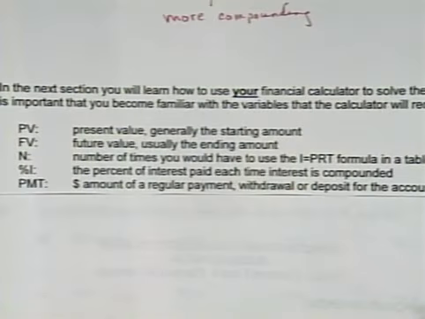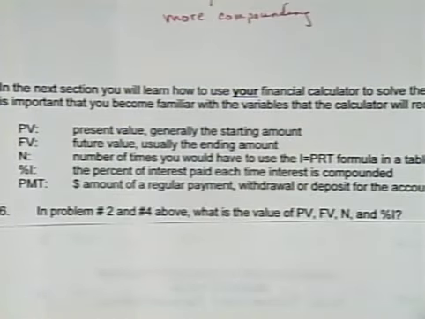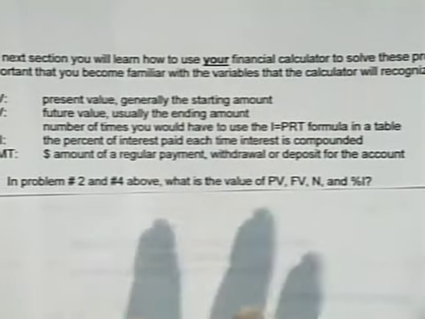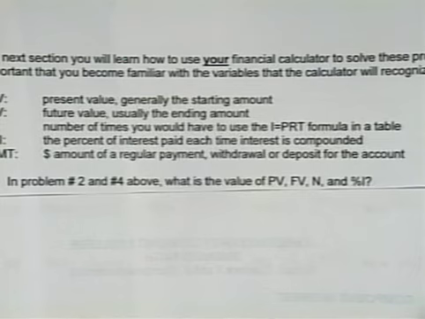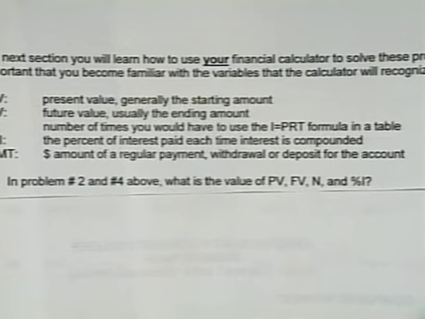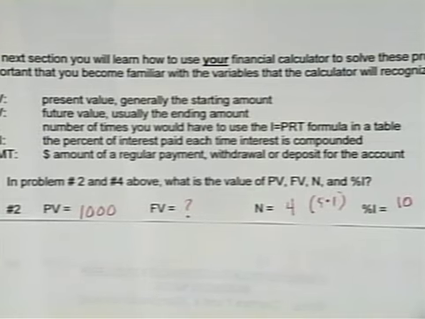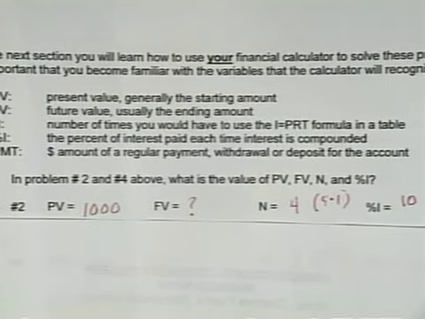So, question. In problem number 2 and 4 above, the Matt problem and the Mary problem, we want to identify PV, FV, N, and %I. So what we're going to do is talk about, first of all, problem number 2, which is Matt.